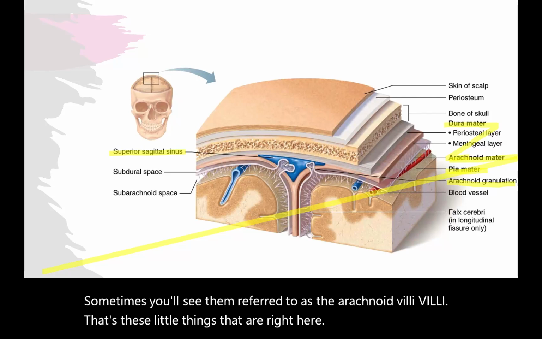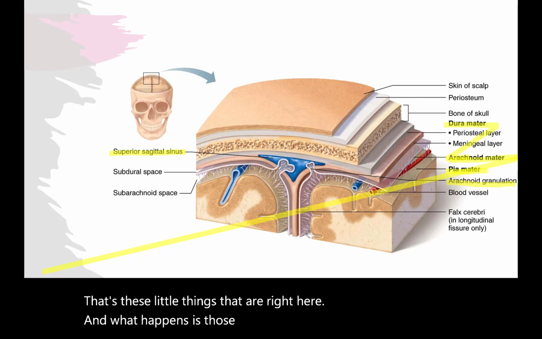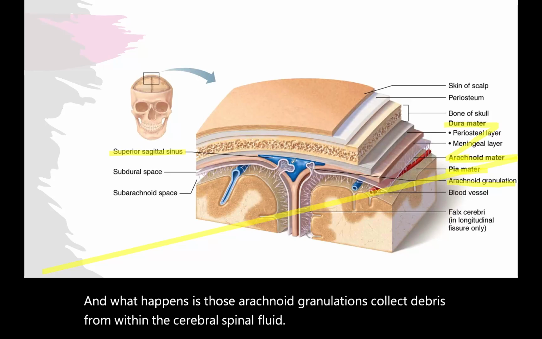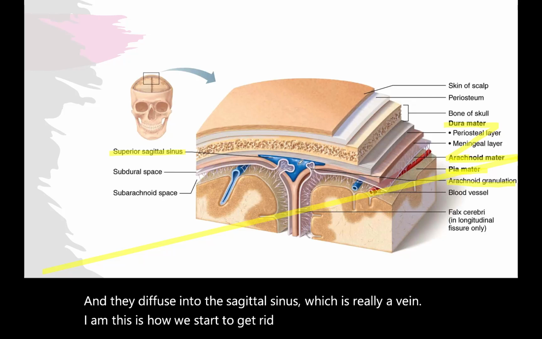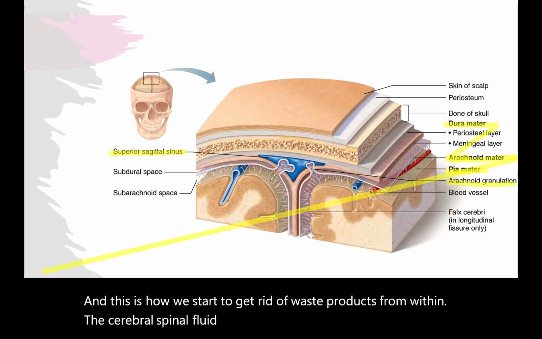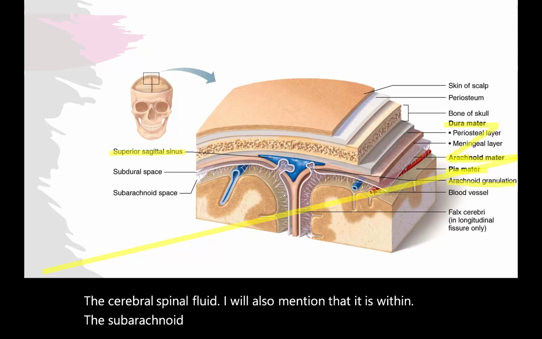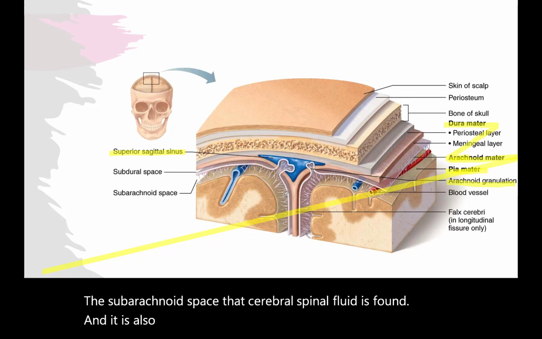And what happens is those arachnoid granulations collect debris from within the cerebral spinal fluid, right? And they diffuse into the sagittal sinus, which is really a vein. And this is how we start to get rid of waste products from within the cerebral spinal fluid. I will also mention that it is within the subarachnoid space that cerebral spinal fluid is found. And it is also where we have blood vessels, both arteries and veins.